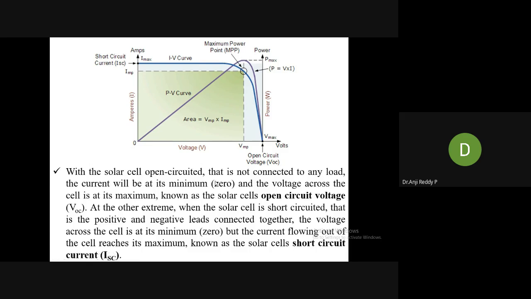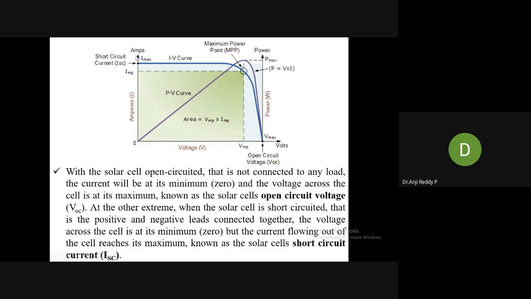When we are drawing the current versus voltage characteristics of solar cells, we have to draw from short circuit current to open circuit voltage. In case of open circuit voltage, the circuit is open. There is no current flowing through it, that means the current value is 0. Then the voltage across the cell is maximum. That we can call open circuit voltage.